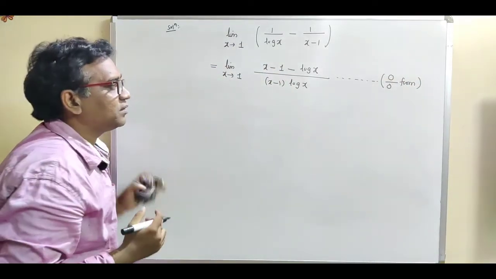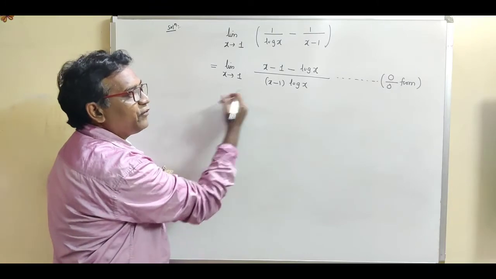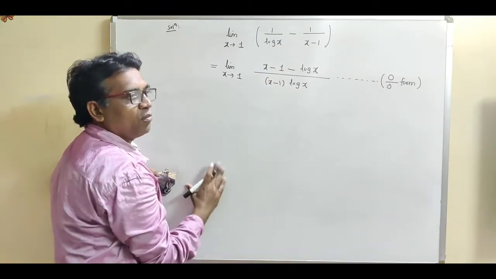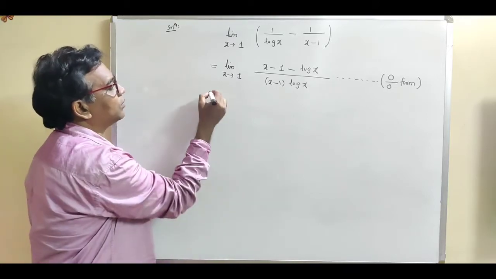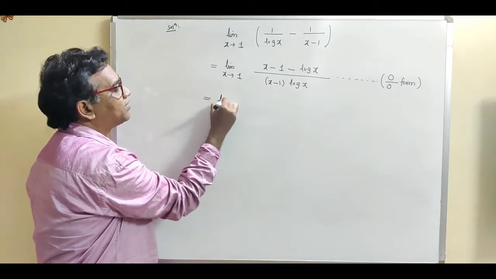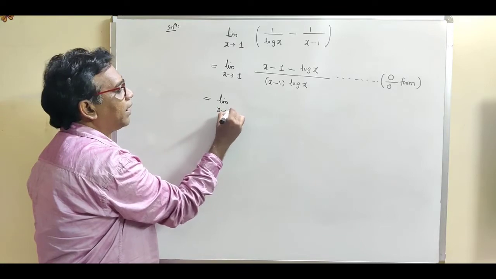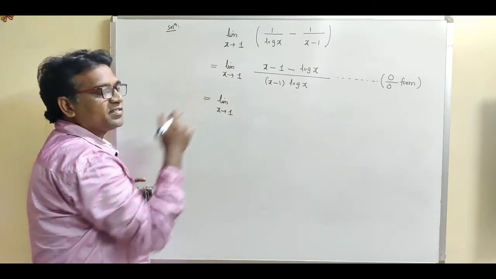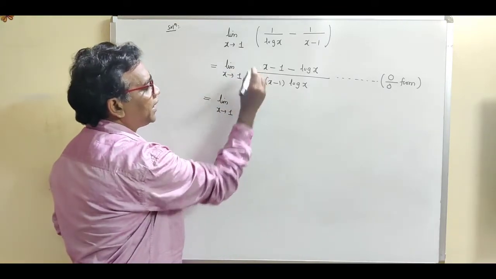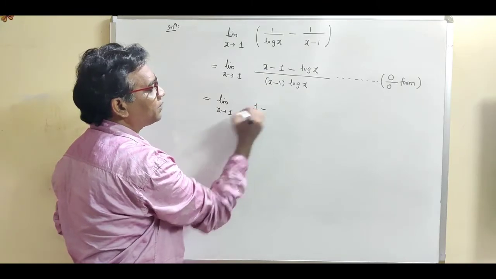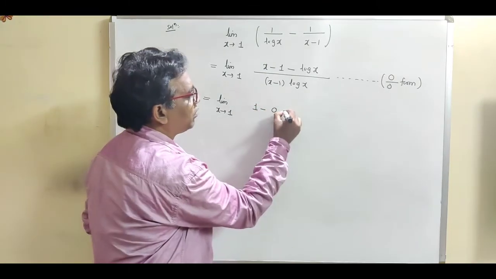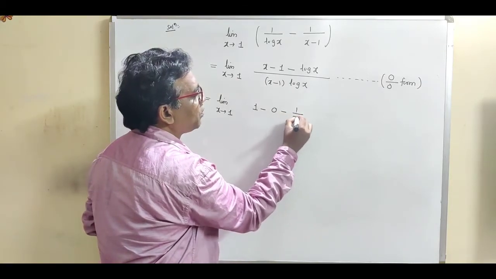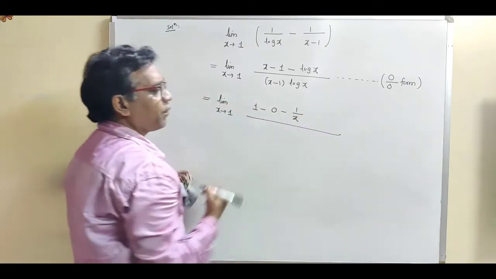So see what is the method. If the limit form is the division form, then we can apply the L'Hopital rule. So write down the L'Hopital rule. This is limit x tends to 1. Just take the separate derivative. Derivative of x is 1. Derivative of a constant number is 0. Minus the derivative of log x is 1 upon x.